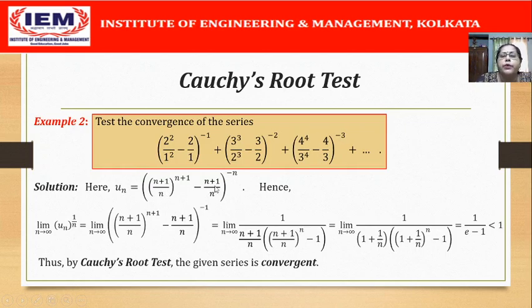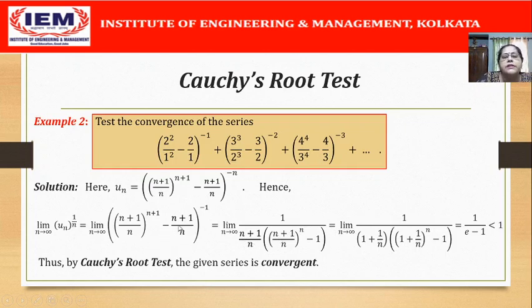Inside, the third term is 4 by 3, so the nth term is (n plus 1) to the power n by n to the power n, minus again (n plus 1) by n. Now as we take the nth root of this term, of course this power becomes minus 1. So we have limit n tends to infinity of this expression inside to the power minus 1. Minus 1 means the entire term comes down: we have 1 by this expression.